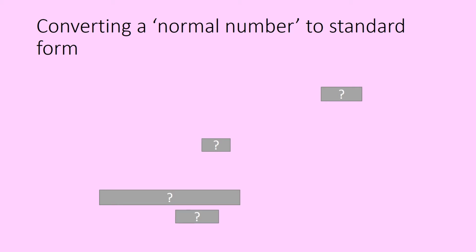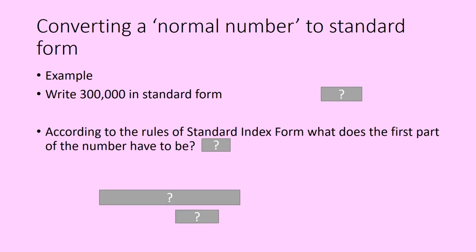Okie dokie, so we need to be able to convert a normal number to standard index form. Let's have a look at an example. Write 300,000 in standard form. Well, what do we know about the first part of the number? According to the rules of standard index form, that first part of the number, that digit term, has to be between 1 and 10. So in this case, we'll choose 3.